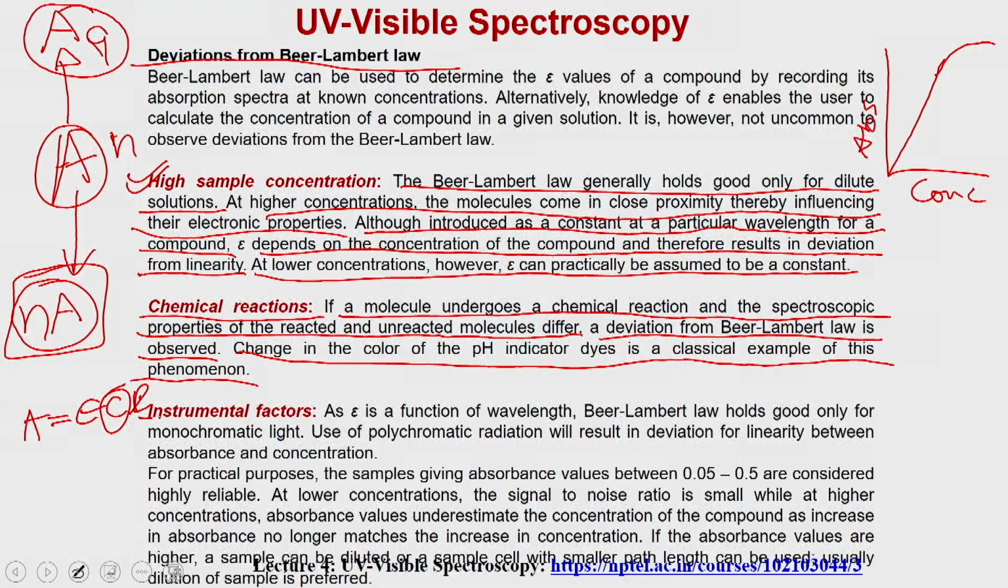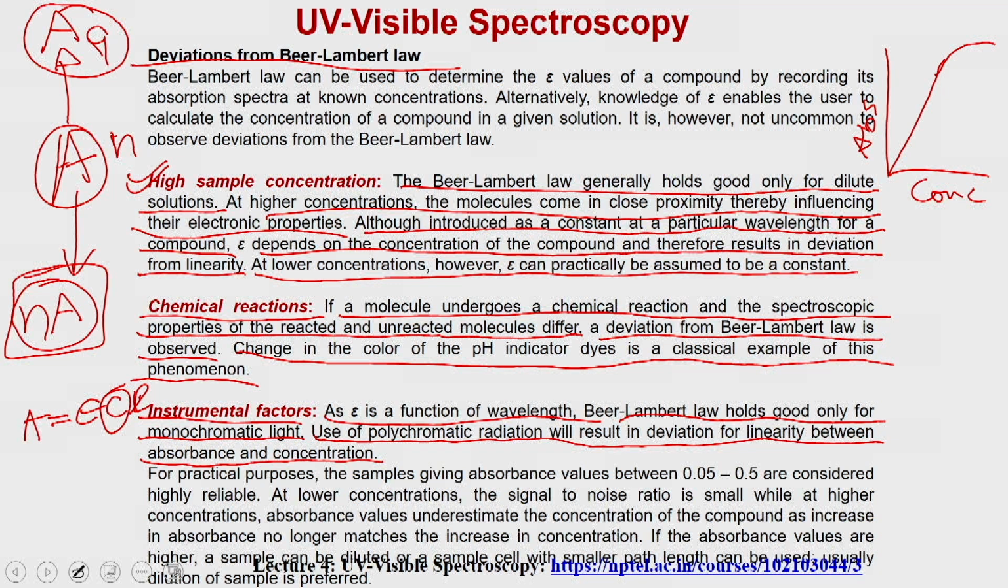The third is the instrumentation factor. As epsilon is a function of wavelength, the Beer-Lambert law holds good only for monochromatic light. Use of polychromatic radiation will result in a deviation of linearity between absorbance and concentration.